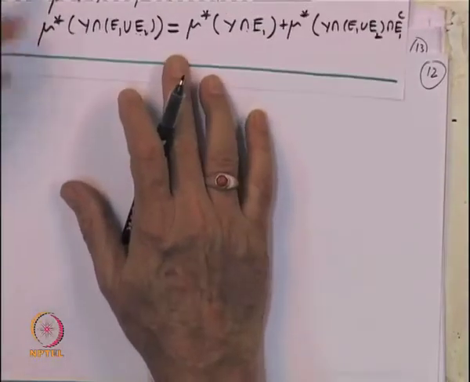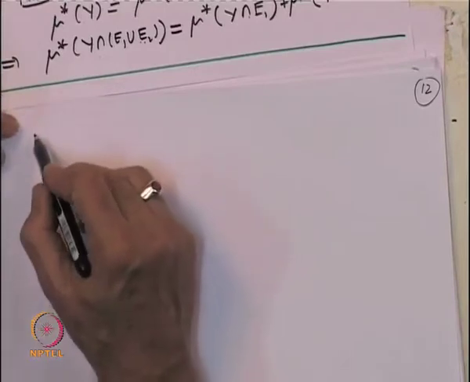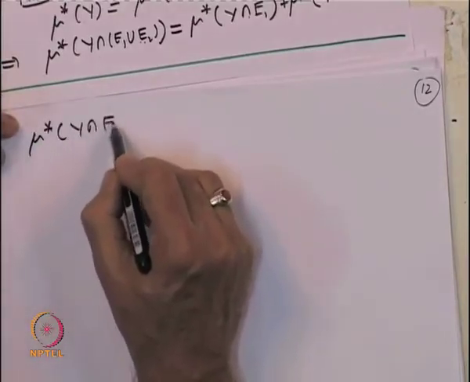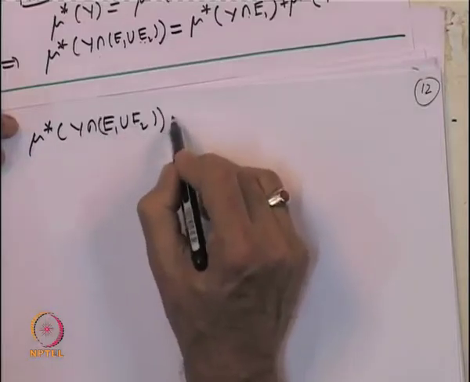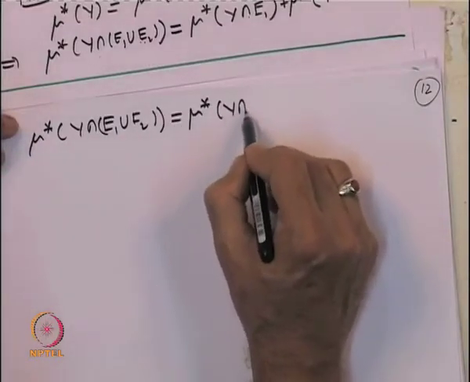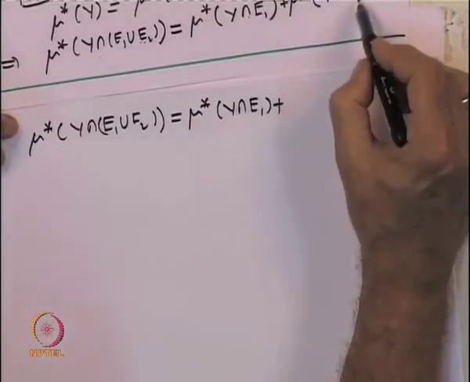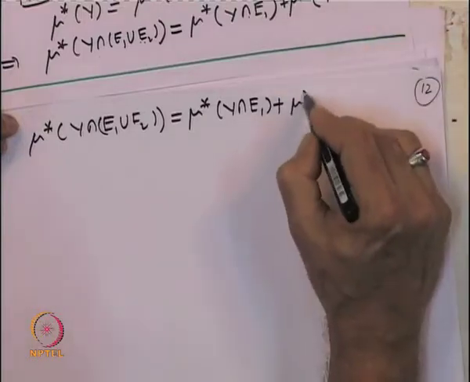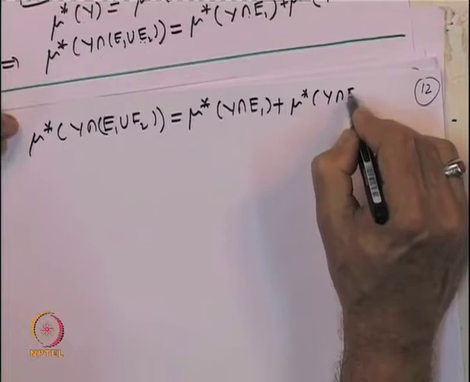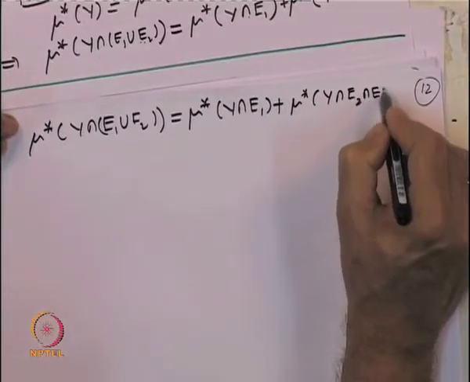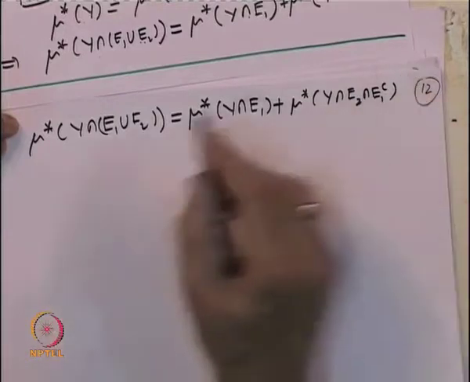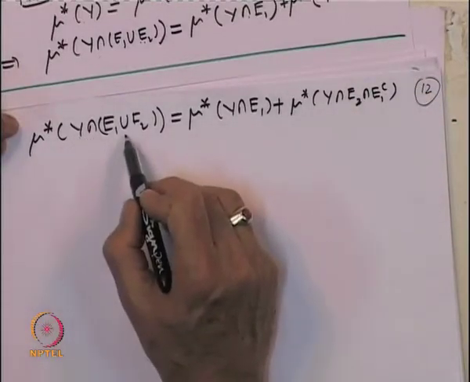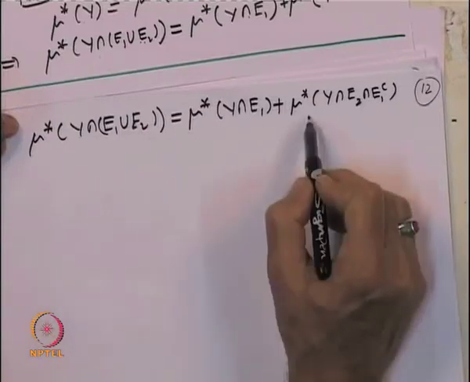So, let us simplify that. What we have gotten is the following. That mu star of y intersection E 1 union E 2, that was the left hand side, is equal to mu star of y intersection E 1 plus what is this? Now, E 1 union E 2 intersection E 1 complement. So, when I take E 1 complement, that is going to be empty set. So, this set is nothing but mu star of y intersection E 2 intersection E 1 complement. Right. So, we have computed mu star of y intersection E 1 union E 2 to be equal to this.